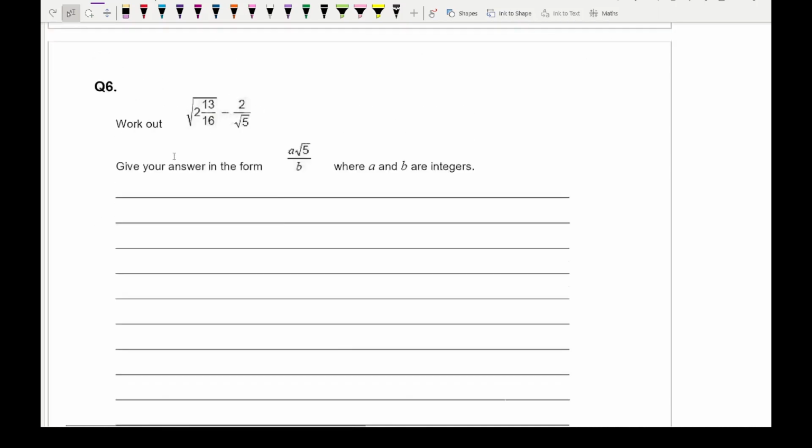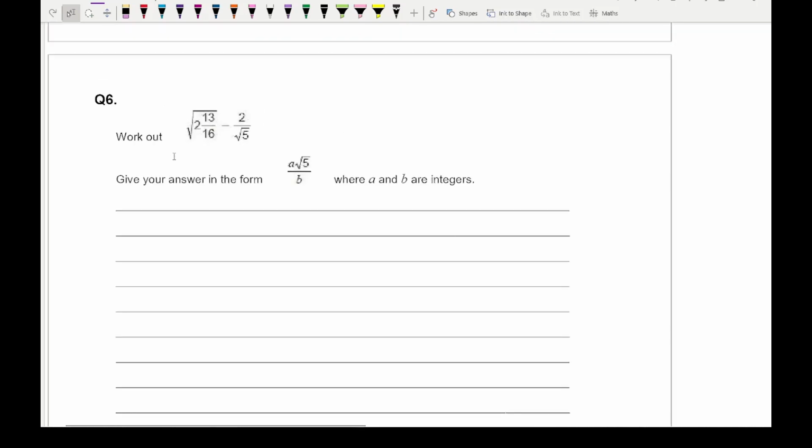Then moving on to our last question, it says work out root of 2 13 over 16 minus 2 over root 5, and it says give your answer in the form a root 5 over b, where a and b are integers. So let's have a look at this. The first thing we want to do is write this as an improper fraction. So 2 13 over 16 is going to be equal to 2 times 16 plus 13, which gives me an answer of 45 over 16.